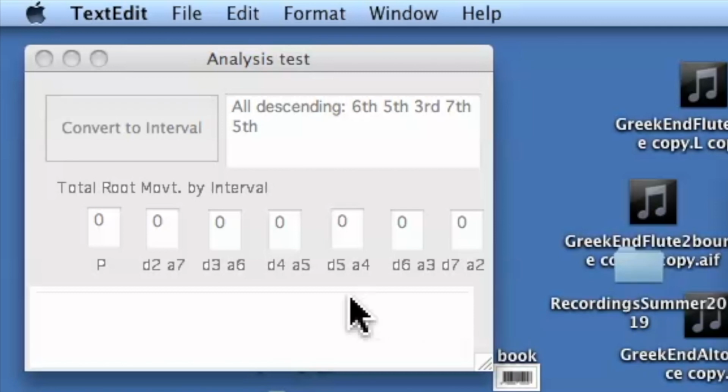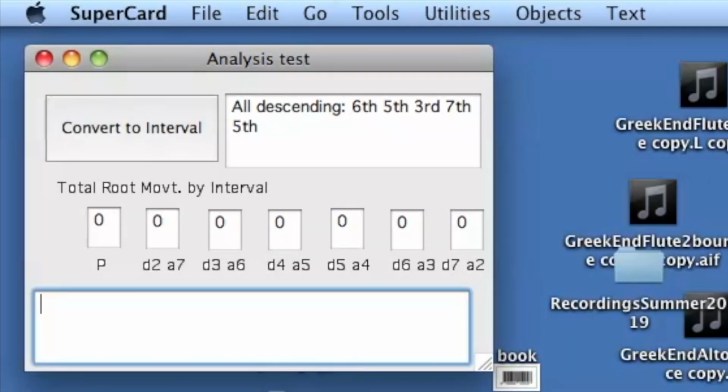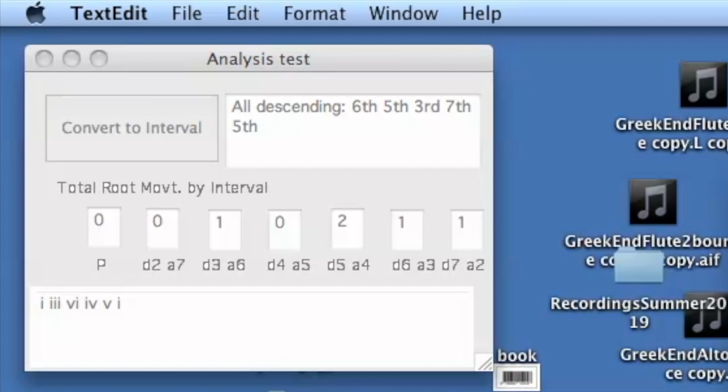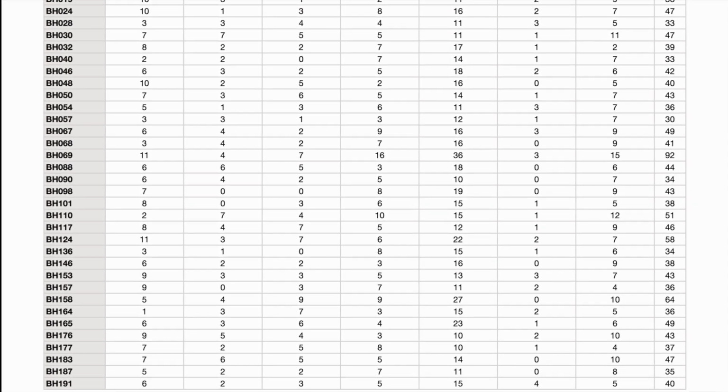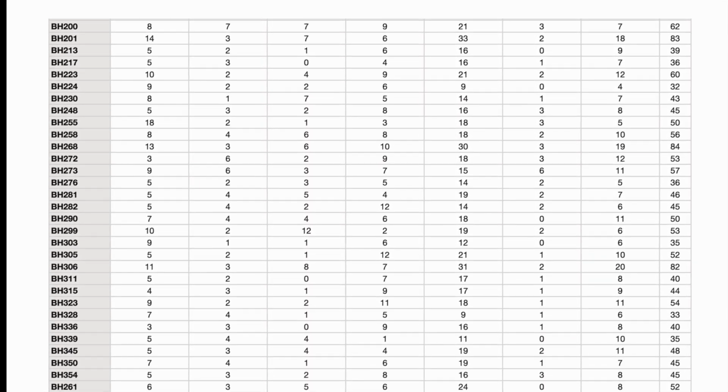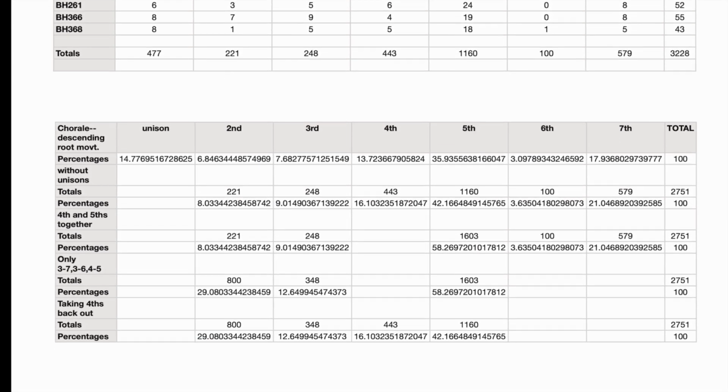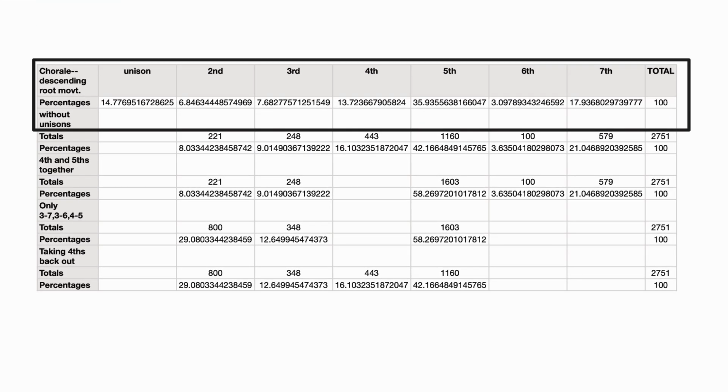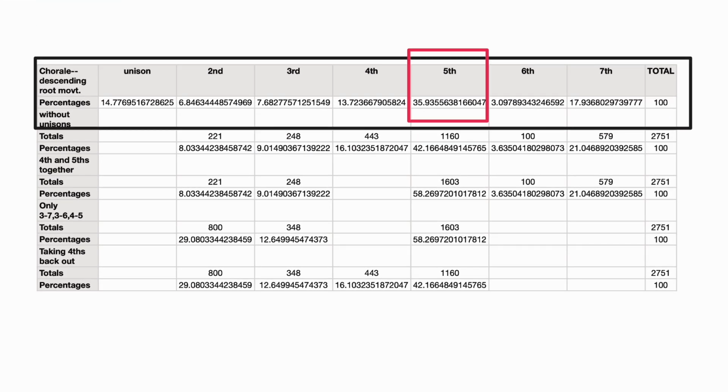I wrote a new computer program that kept statistics for all root movement by all intervals, or rather, by all descending intervals and their inversions. Here are the results for the 69 Bach chorales. It turns out that root movement by descending fifth is the most common kind. It comes in at 35.9%. This is slightly off from the 37% of the previous study, but close enough to be believable.